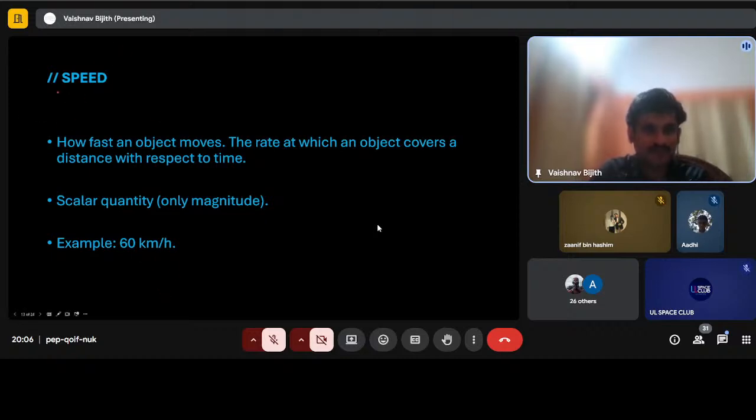The first one we have is speed, and speed is nothing but how fast an object moves. It is the rate at which an object covers a distance with respect to time. Speed is how an object moves from its initial position to its final position. It's only the numerical value, right? It can be from this position to this position, from this to this position.